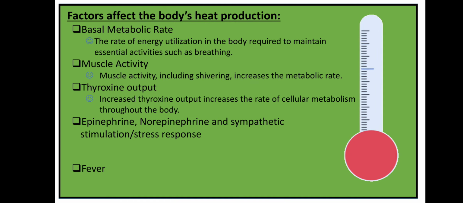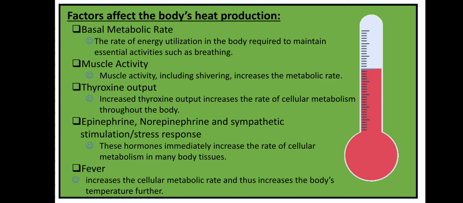Okay, so ito, isa-isahin natin yung kanina na pinakita natin na picture, no? Basal metabolic rate. Ano po yung ating basal metabolic rate? This is the rate of energy utilization in the body required to maintain essential activities such as breathing. Muscle activity such as or including your shivering can increase the metabolic rate, kaya nga nagkakaroon ng change sa ating heat production. Meron thyroxine output or the hormone that is produced by your thyroid is released in our body, meron siyang effect because this increases the rate of cellular metabolism all throughout the body.